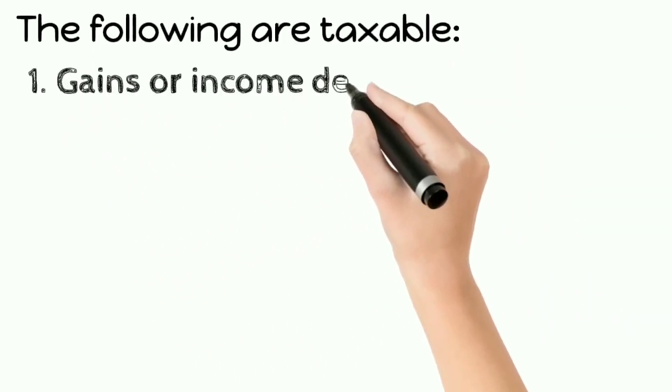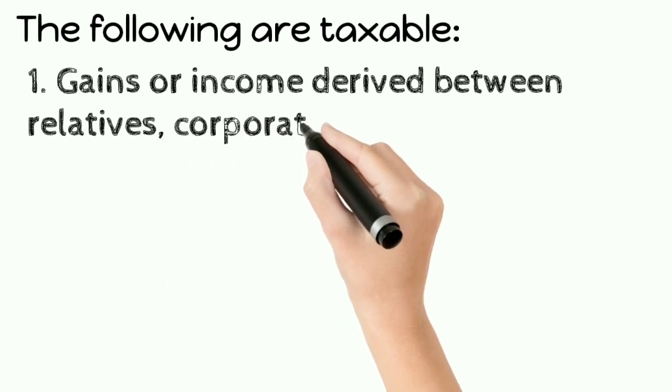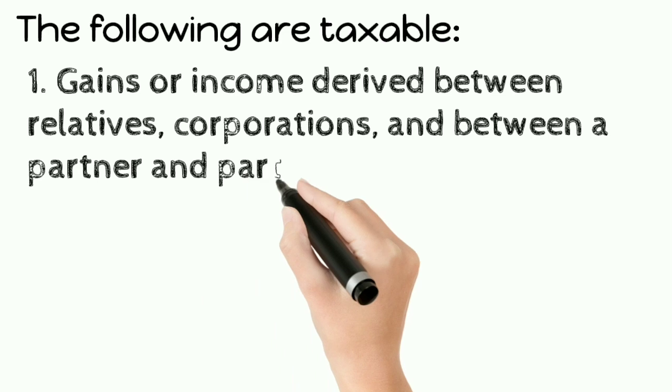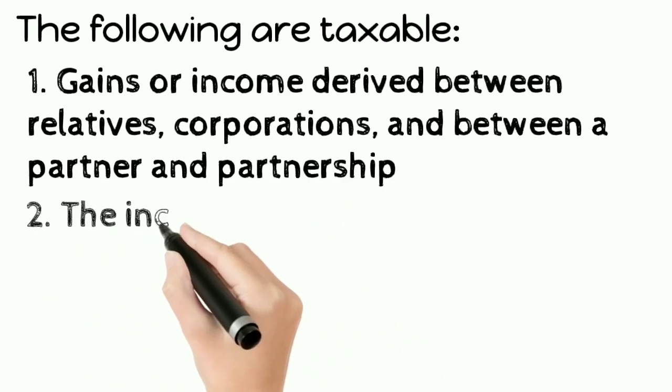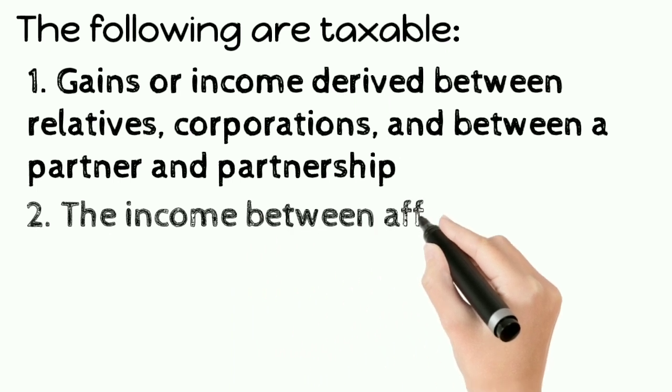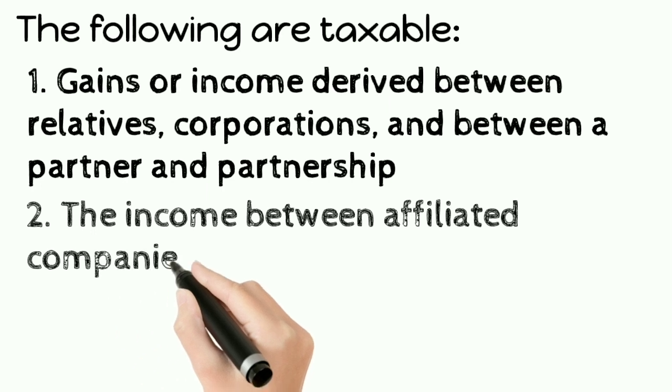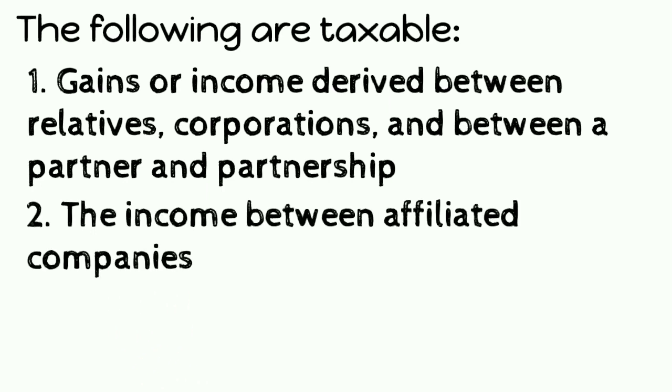First, gains or income derived between relatives, corporations, and between a partner and the partnership. Second, the income between affiliated companies. Pag sinabi natin affiliated companies, ang example nito ay yung parent and subsidiary. Bakit taxable ang mga ito? Kasi yung income ay na-derived between separate entities. Yung relatives, corporations, partner, partnership, parent, and subsidiary are separate entities. Basta pag sinabing separate entities, yung income na madiderive between the separate entities ay palaging taxable.